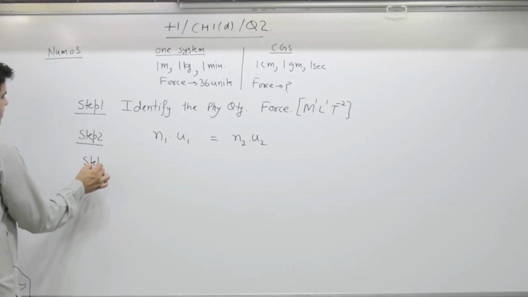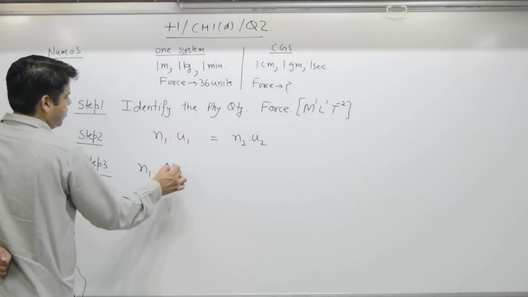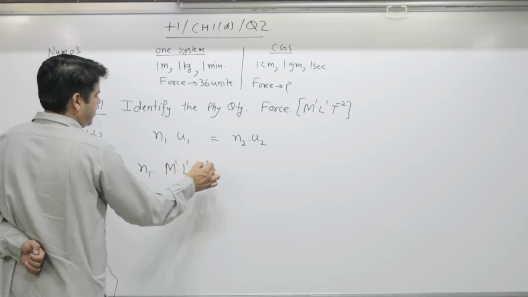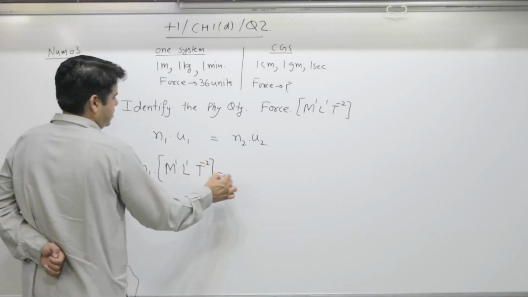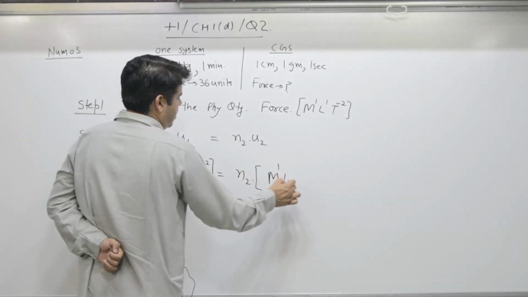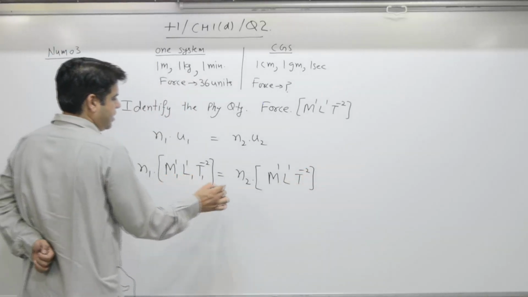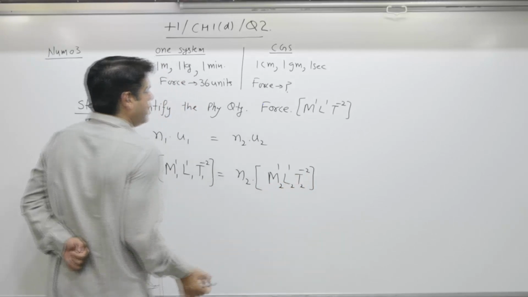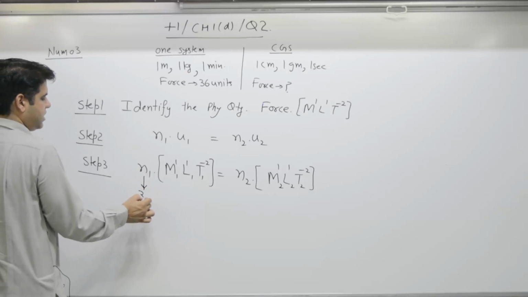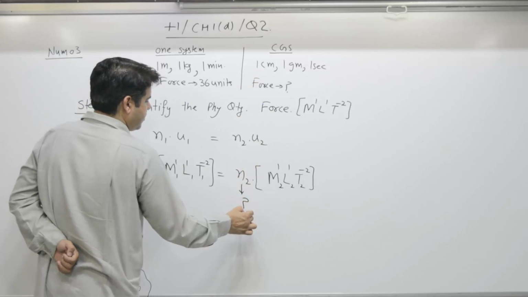Step 3. N1 dimensional formula for M, L, M1 L1 T minus 2 is equal to N2 M1 L1 T minus 2. This is system 1, this is system 2. N1 is, say this is system 1, 36 units of force is equal to how many on second system? N2 you have to find out.